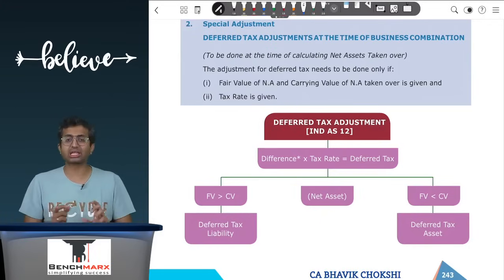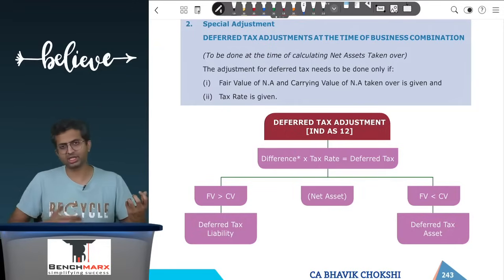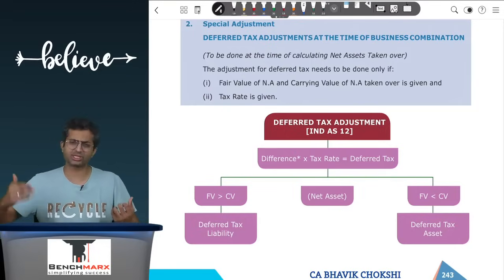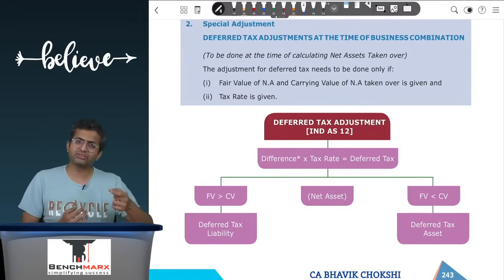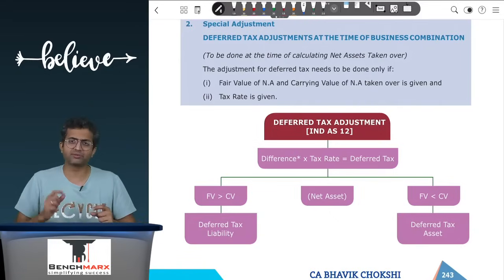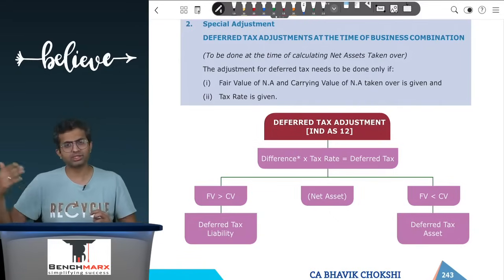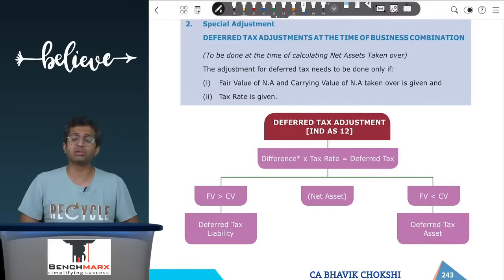And as a result, there can be a potential difference. If the carrying value as per Ind AS, that is the fair values, is greater than the tax base, that is the old carrying values, then the answer is opposite, that is, there will be a deferred tax liability. And if, let's say, the carrying value as per Ind AS, that is the fair value, is less than the tax base, which is the old carrying value, then there will be a deferred tax asset.